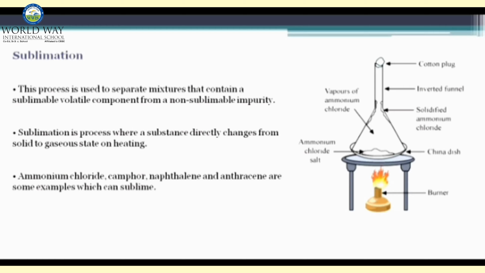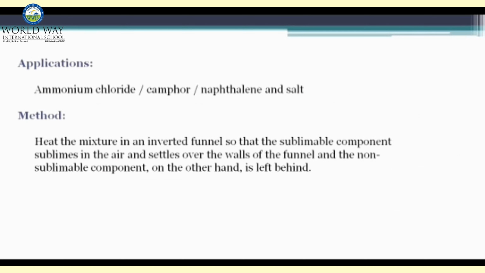Some of the examples related to sublimation, which are specifically sublimable in nature, are iodine, camphor, ammonium chloride, naphthalene, etc. Following are the applications. Ammonium chloride and the related substances can be easily separated from the non-sublimable salt.